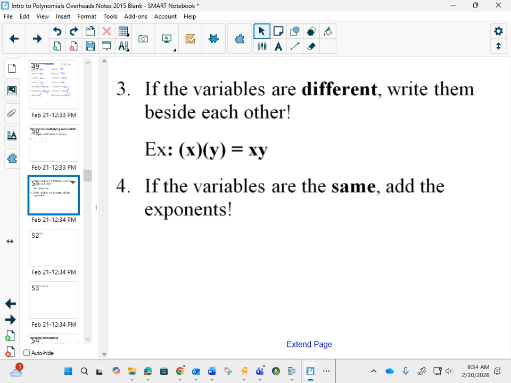But if the variables are the same, then you have to use your exponent rules and say an x times an x becomes an x squared. An x times an x times an x becomes an x cubed. If the variables are the same, you have to do your exponent laws.